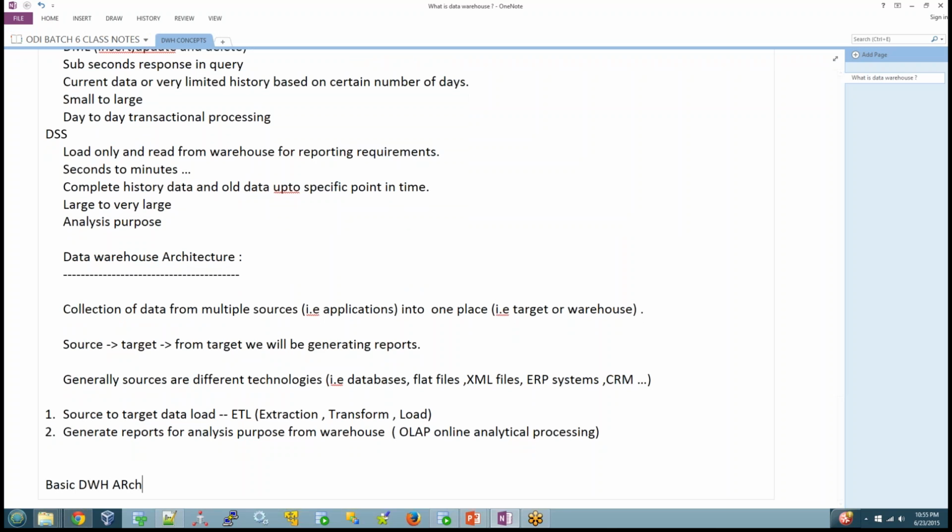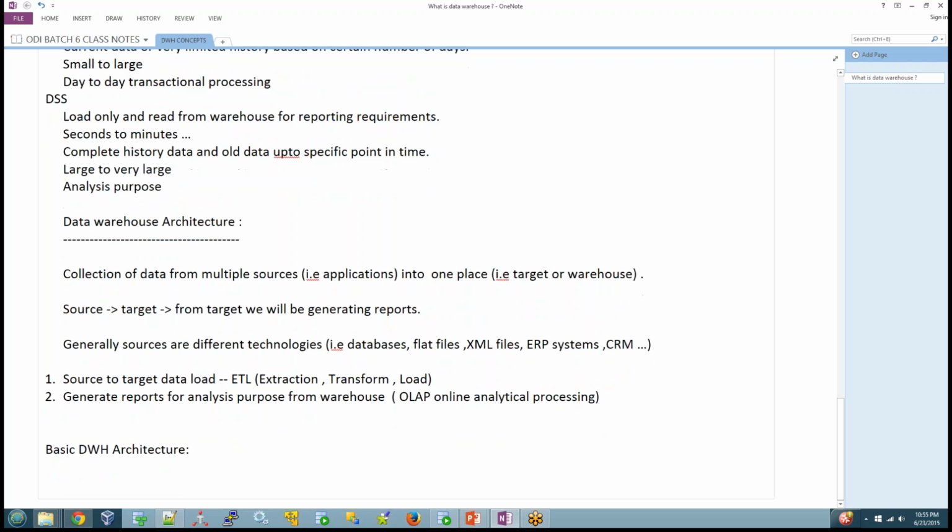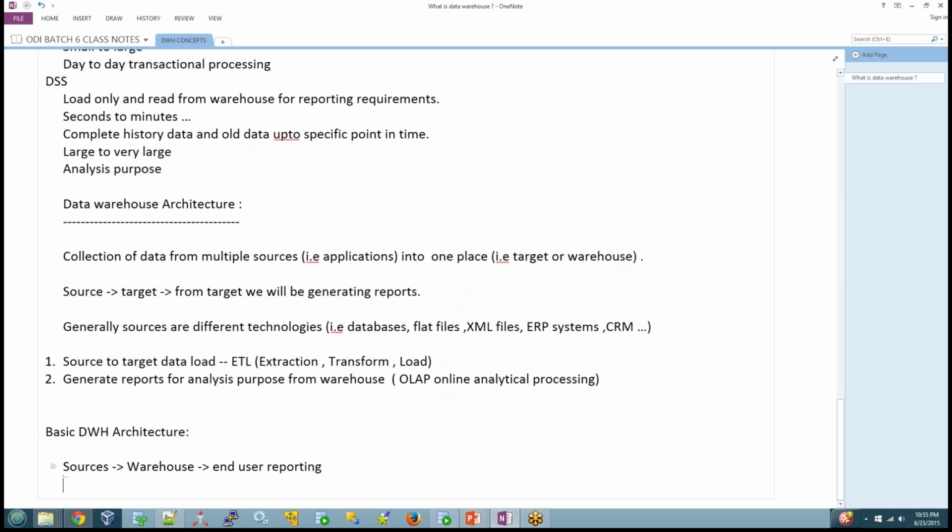Basic DWH architecture. What is basic DWH architecture? It goes from sources to warehouse, and from the warehouse to end user reporting. Okay, so this is simple.